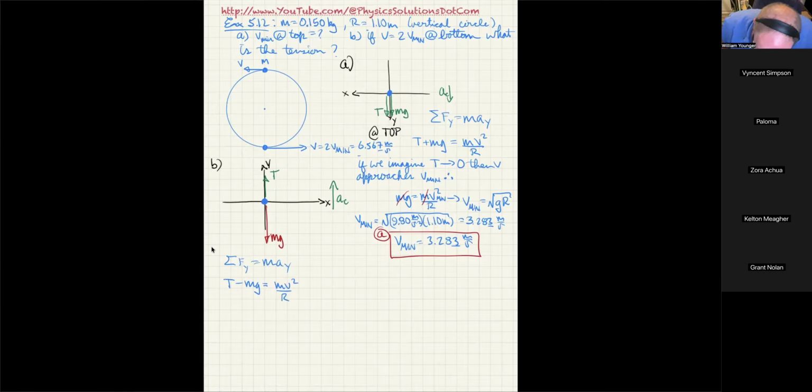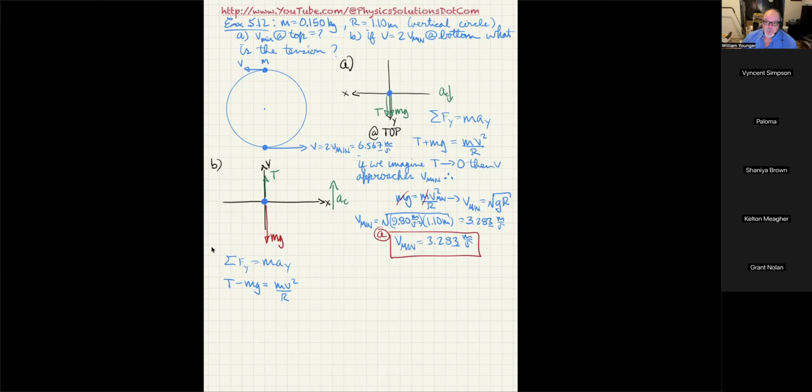I want to make sure. Yeah, I did. I just double checked there. My a_c was in the same direction as T and mg. That's why it was positive. If I had a_c pointing up in that top diagram to the right, then I would have had to call that negative v squared over r. But in the B diagram, a_c is pointing up, and that's the positive direction anyway, so it'll be positive here as well. But that's something you've got to think about.